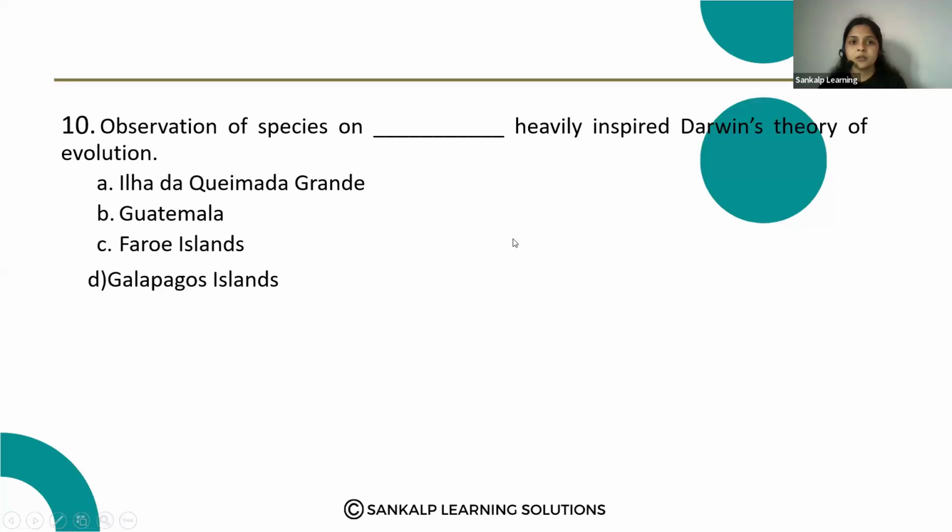Next question. Observation of species on a particular place heavily inspired Darwin's theory of evolution, where he observed different species diversity. Mainly, Charles Darwin observed and was inspired by the great species diversity in the Galapagos Islands. Option D is the correct answer.